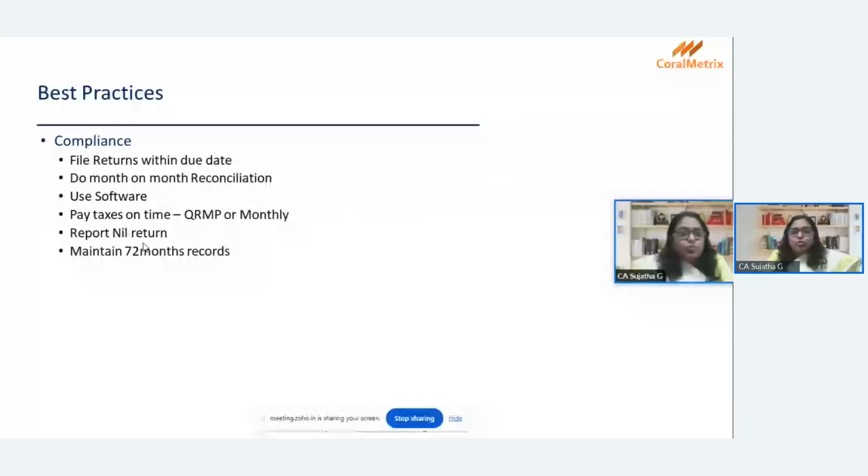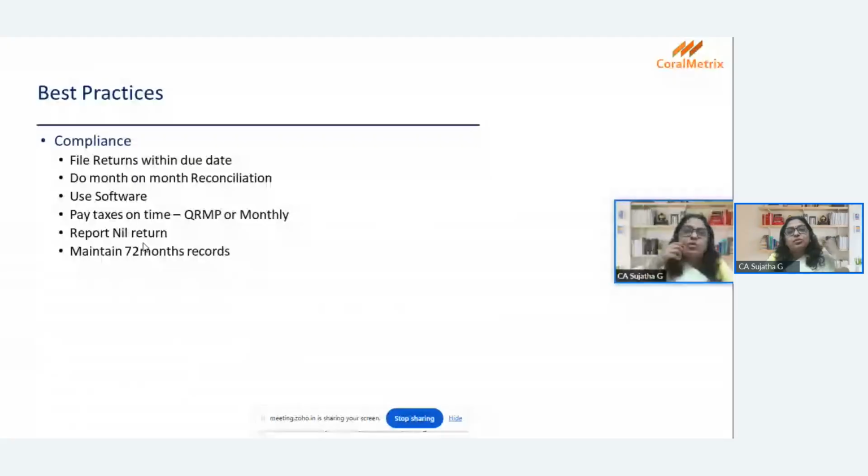And even if you do not have any tax or any outward supply, we are required to file a nil return. And the last important thing is that as per GST law, we are required to maintain the documents and records for a period of 6 years. So that means 72 months of records we have to have. So it's better to keep all the GSTR1s, 3Bs and reconciliations, all that, for a period of 6 years.